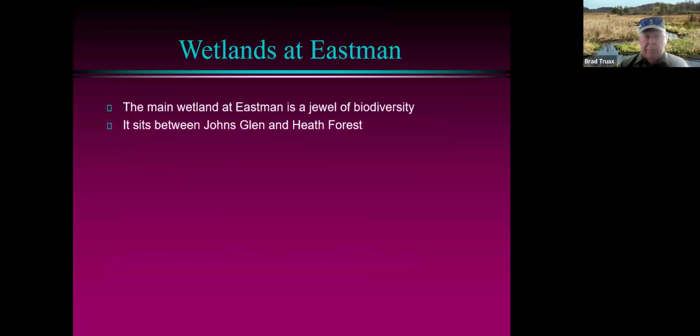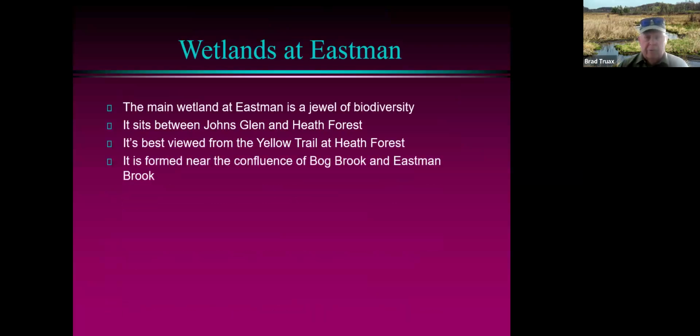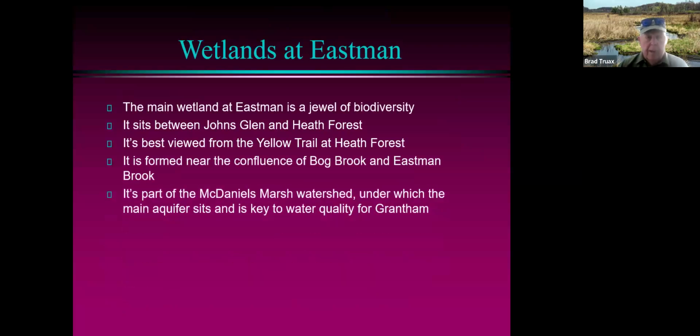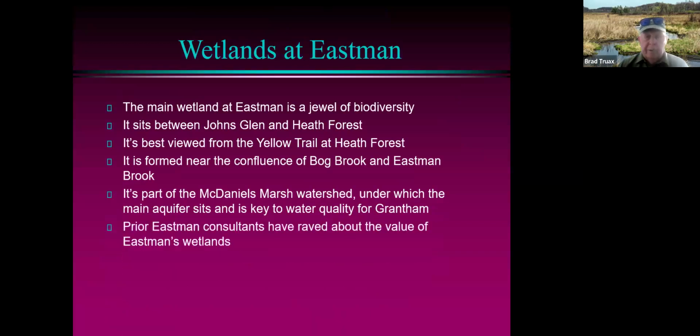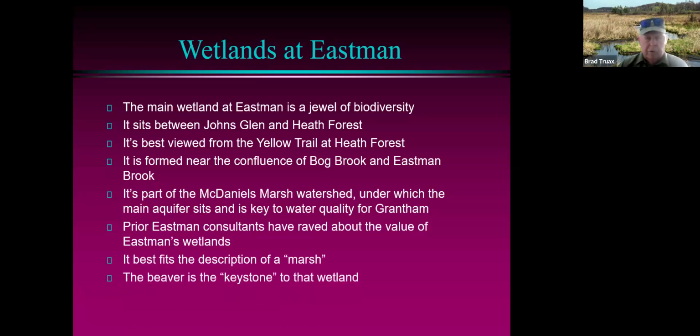So again, the main wetland at Eastman is a jewel of biodiversity. It sits between Johns Glen and Heath Forest. It's best viewed from the Yellow Trail at Heath Forest, and it's formed by the confluence of Bog Brook and Eastman Brook. And it's part of the McDaniels Marsh watershed, under which the main aquifer sits. That's the key to the water quality for Grantham. Prior Eastman consultants have raved about the value of Eastman's wetland. And that wetland we're talking about really best fits the description of a marsh. And the beaver is the keystone to that wetland.